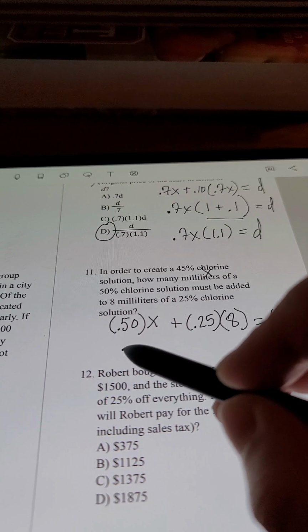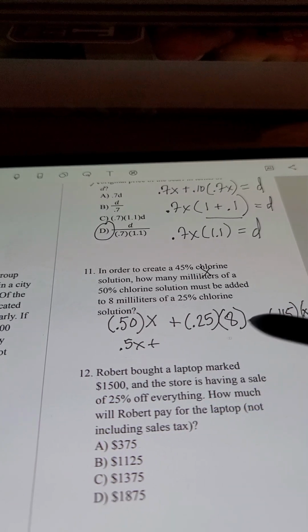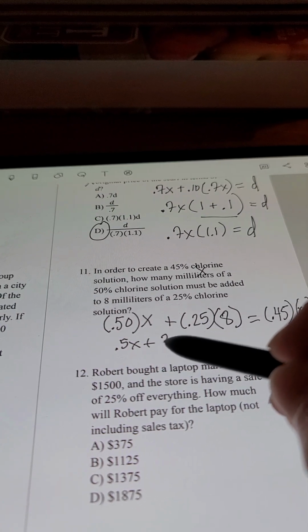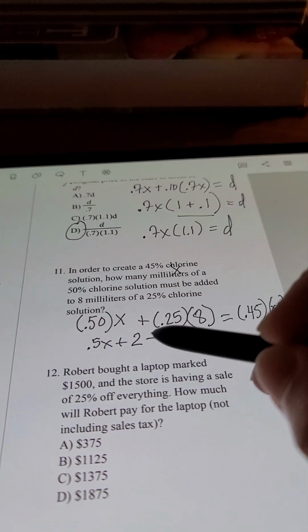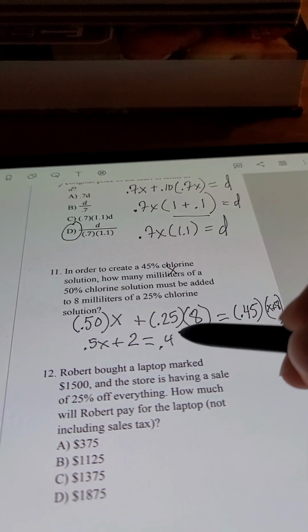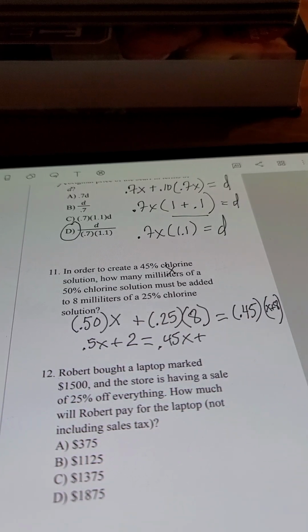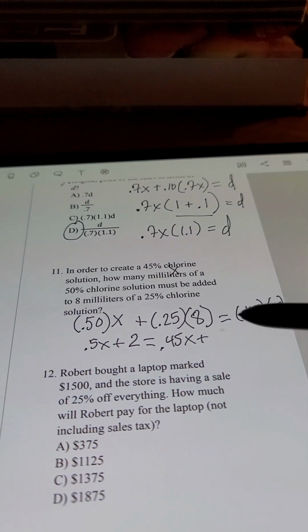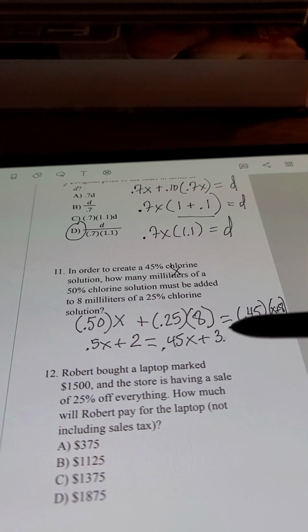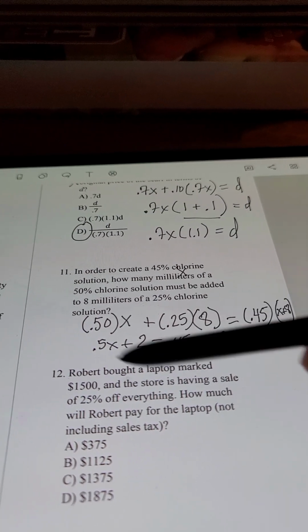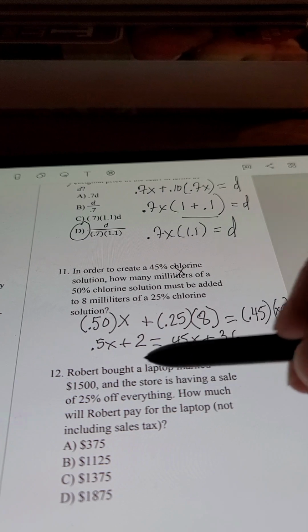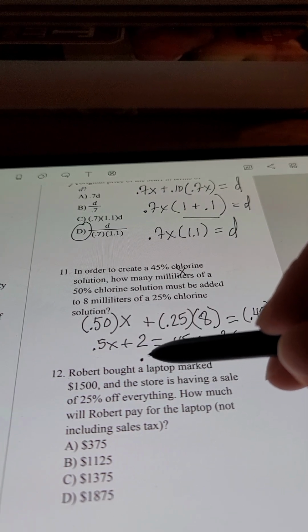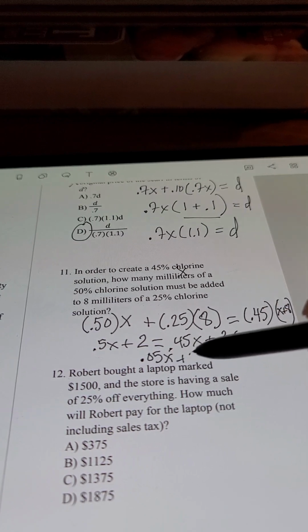So we would have 0.5x plus, and then 0.25 or a fourth of 8 is just going to be 2. And then that's equal to 0.45x plus, and then we would do 0.45 times 8. And that would be 3.6. So now I'm going to subtract 0.45x from each side. So then when I subtract 0.45x, I'm just left with 0.05x plus 2.